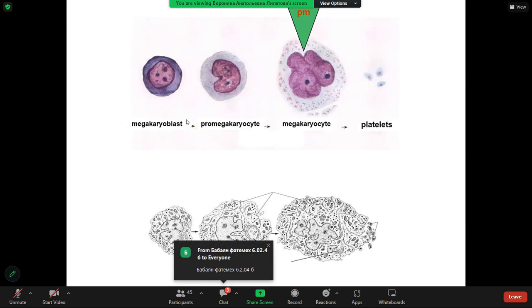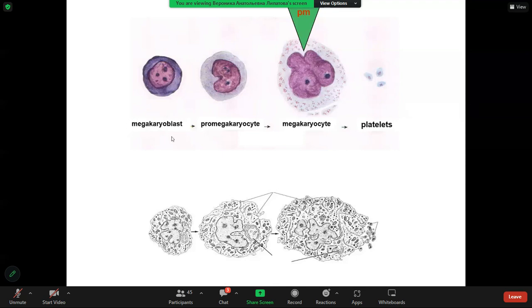Here, megakaryoblast. What is this class? That's number 4. Class number 4. Pro-megakaryocyte, megakaryocyte. What are these class? Number 5. Number 5. And platelets, number 6. Number 6. Yes. What is PM? Post-mitotic, without ability to divide.